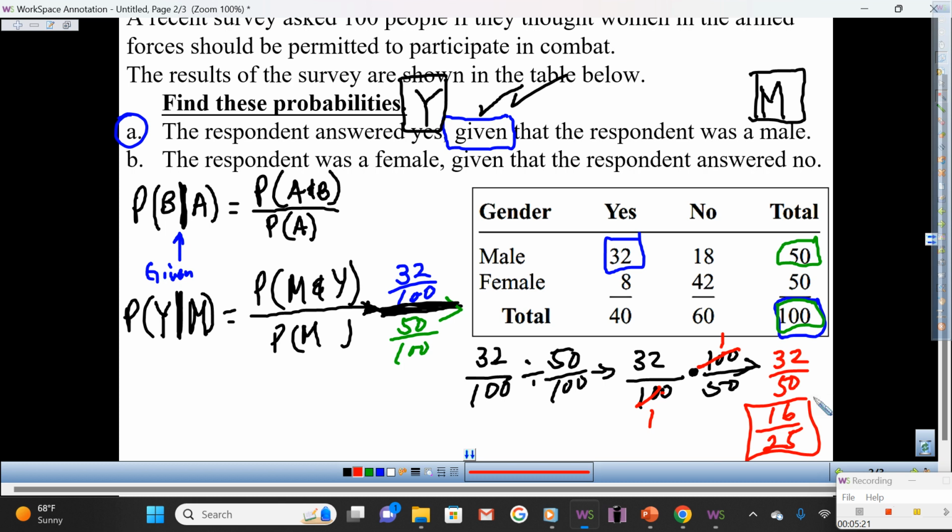All right? So once again, fairly simple. You write your formula. Whenever the word given is spoken, then you use this formula. If you use this formula, make sure you label, and you start with the first letter, then the word given is the bar, and then the next letter. That's how you organize your formula.